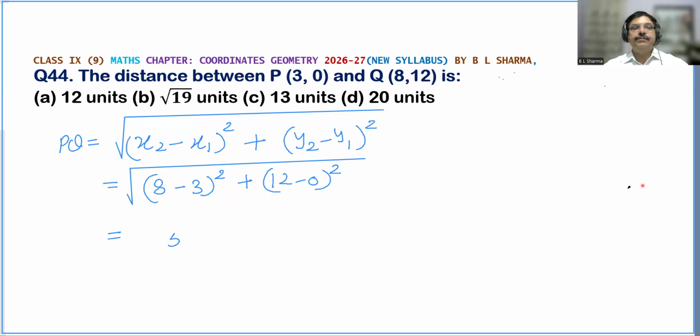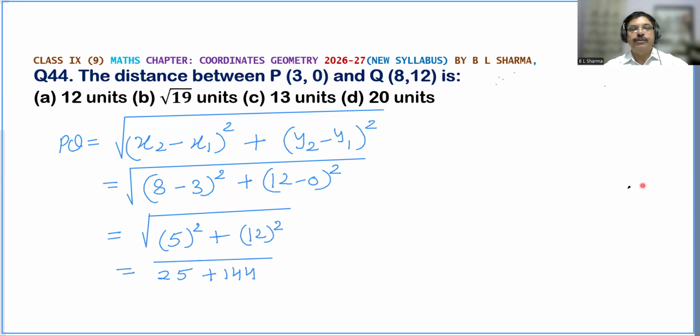8 minus 3, that is 5 whole square, plus 12 minus 0 is 12 whole square. It's a square root. 5 square is 25 plus 12 square is 144, square root of it. That is square root of 169. 13 13s are 169, so square root of 169 is 13. So 13 units, C is the correct answer.